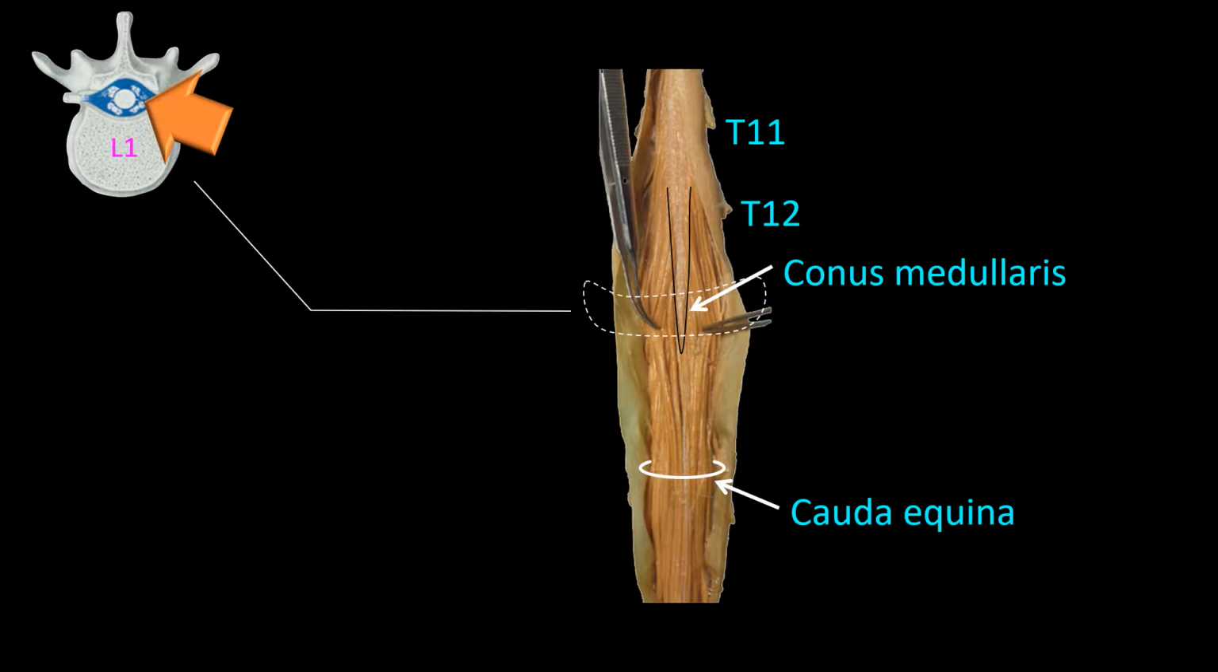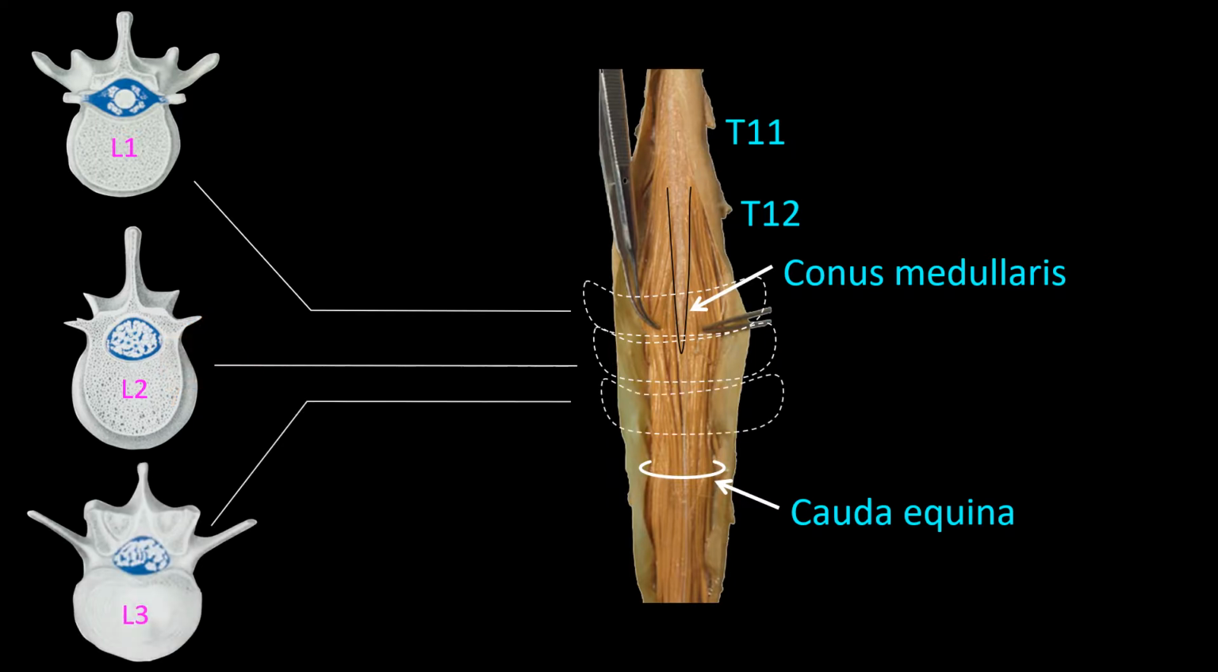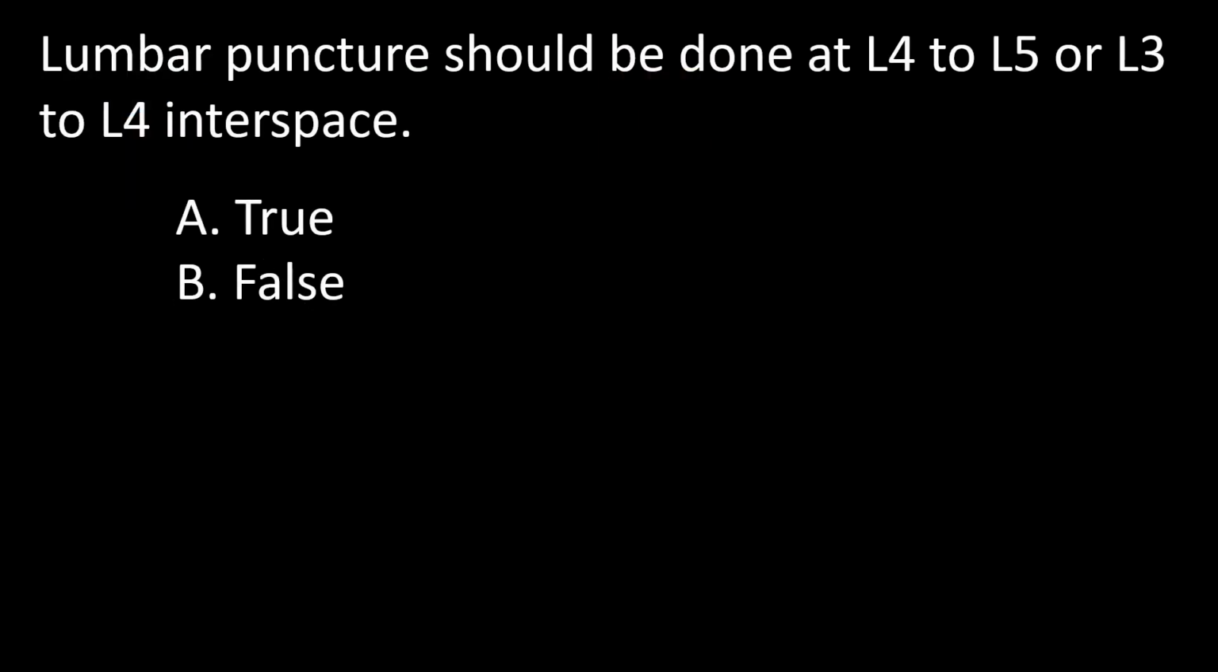The arrow is pointing to the actual cord in this frame. At the level of mid-L2, that is at the level of the middle of the second lumbar vertebra, the conus is no longer found, and it is certainly absent at the level of L3. So the answer to this question is A.